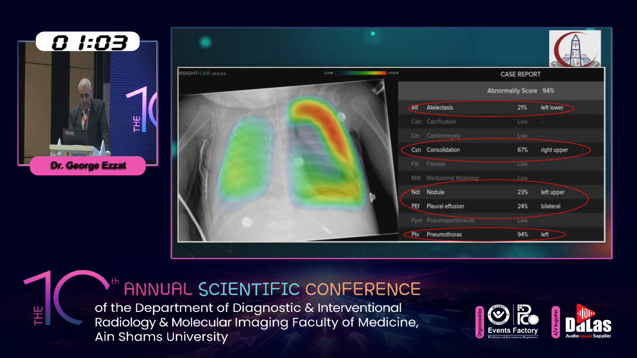The AI picked up the pneumothorax with certainty of 94%, picked up the consolidations on the right side with a good probability score, and the pleural effusion, as always, the probability score was a little less certain than the rest of the findings.